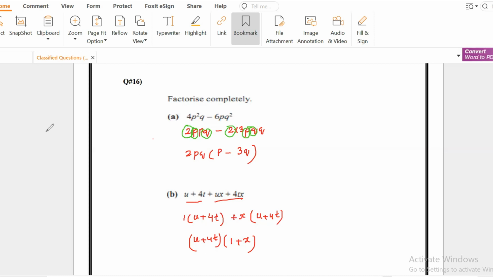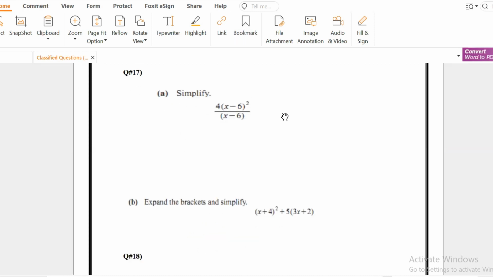That's how we factorized. Question number 17. We move on to question number 17 now. Again, simplify.